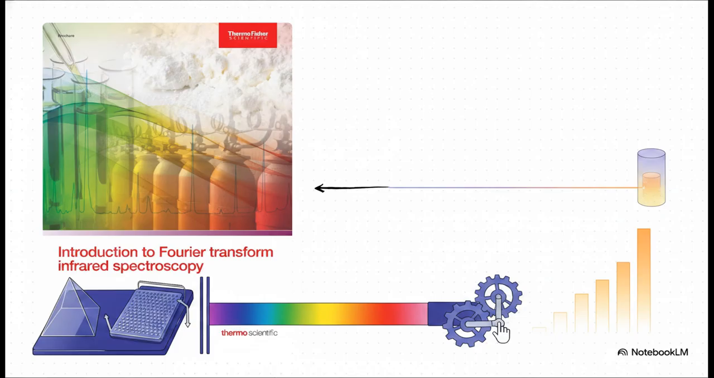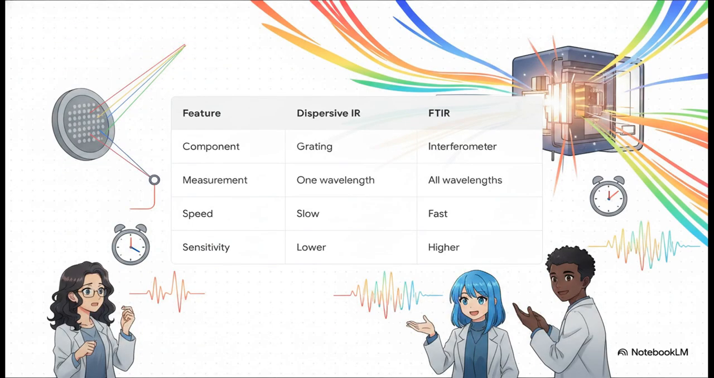They'd shine infrared light onto a diffraction grating or prism, physically separate the light by wavelength, pass it through a tiny slit, and measure just one single monochromatic wavelength at a time. They'd measure the absorbance, mechanically turn the grating to the next wavelength, and repeat. As you can imagine, this was an incredibly slow and tedious process. But then, Fourier Transform Infrared, or FTIR, came along and totally revolutionized the field.